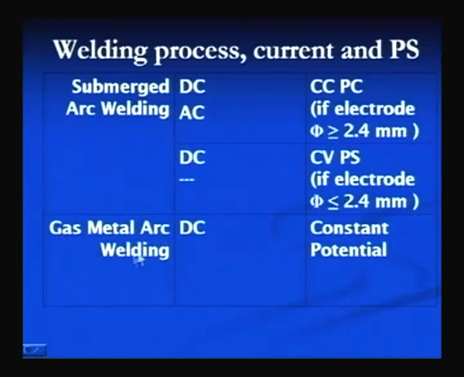In the gas metal arc welding process also, direct current is normally used with the constant voltage power sources. Constant current power sources can also be used with the large diameter electrodes.